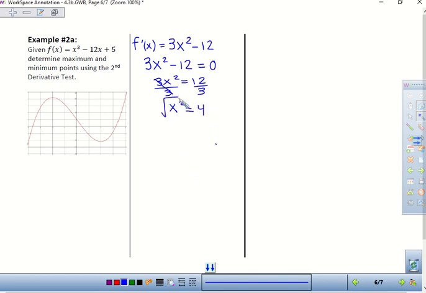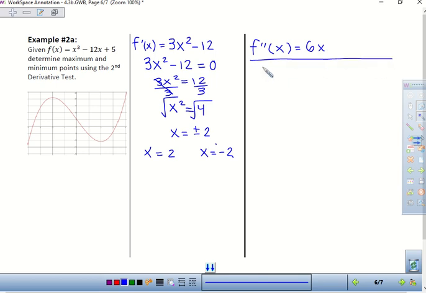I'm going to take the square root, which gives me x equals what? Plus or minus 2. So that's two possible maxes and mins. We don't know yet. So we have x equals 2 and x equals negative 2. What you're now going to do is take the second derivative. So what would be the second derivative? 6x.